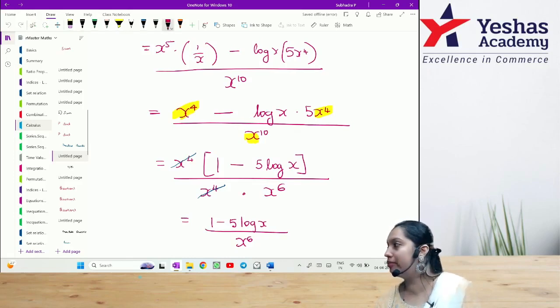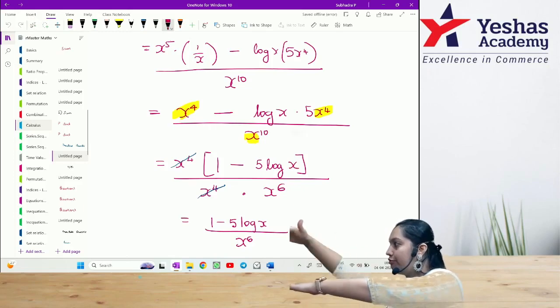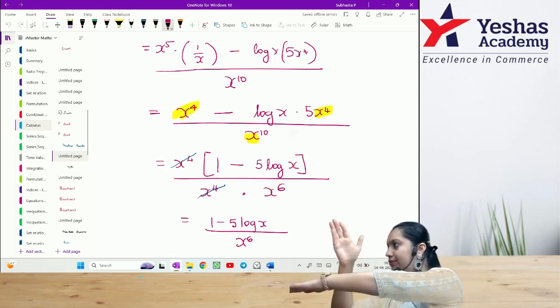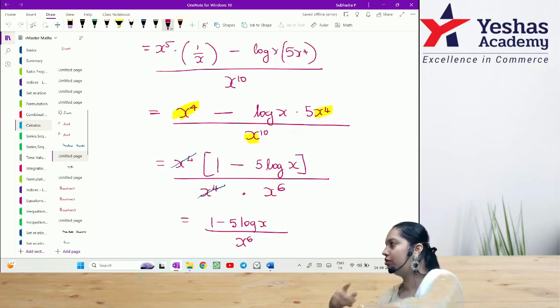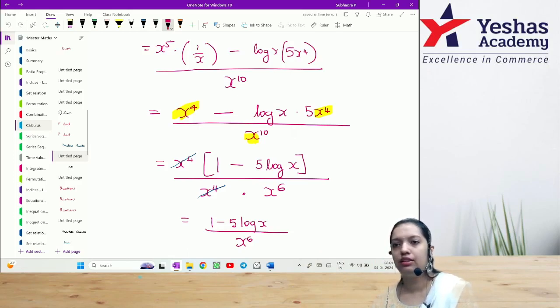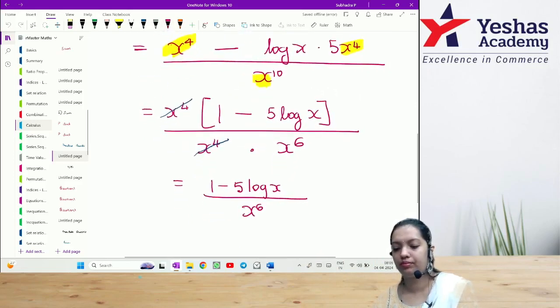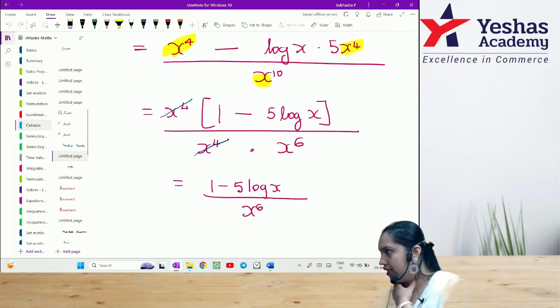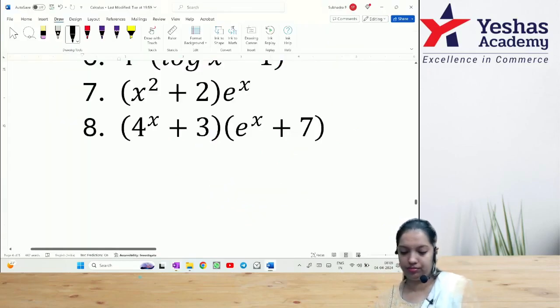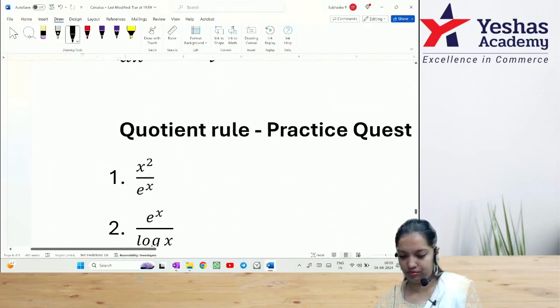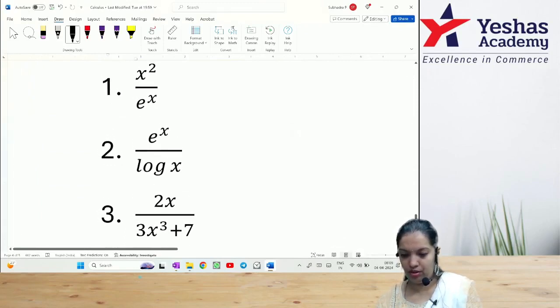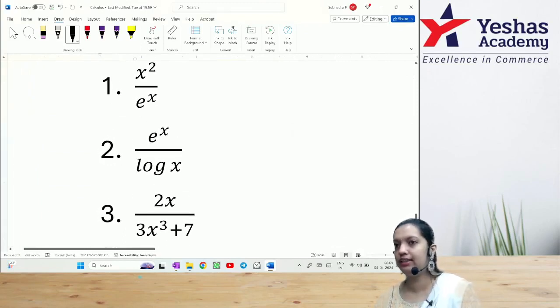x power 5 divided by x: x multiplied 5 times divided by x. 1 x got cancelled. How many more x's are left out? 4. I'll give you 3 more questions. You try. 3 more questions. Here, 1, 2, 3. Square the denominator.